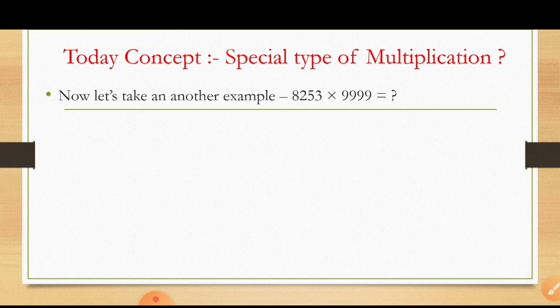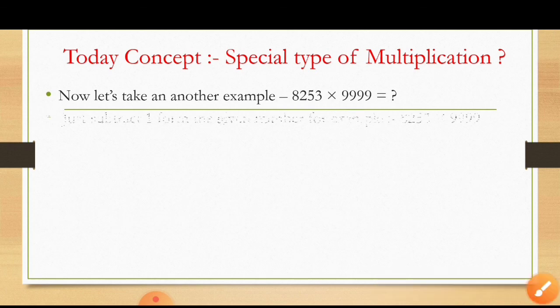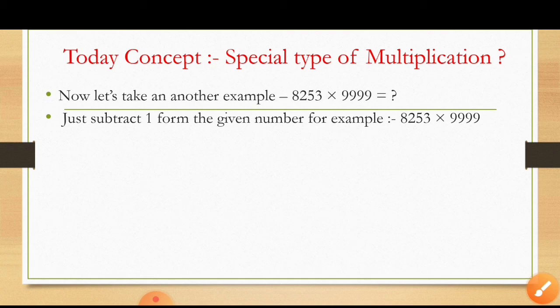Now let's take another example where 9,999 is given, and before it a 4-digit number is also given, 8,253. Okay, now just subtract 1 from the given number. Means the question arises like this: 8,252. Okay, means here I write this 8,252.